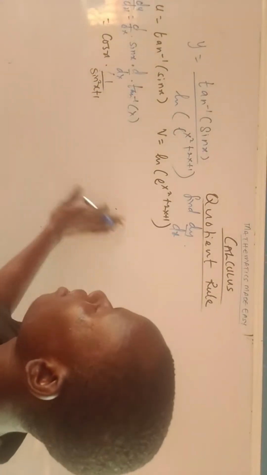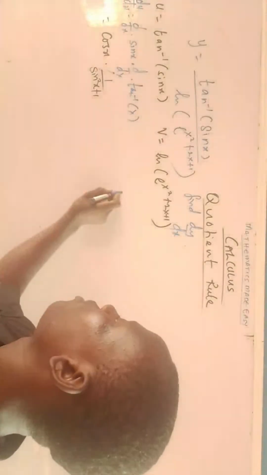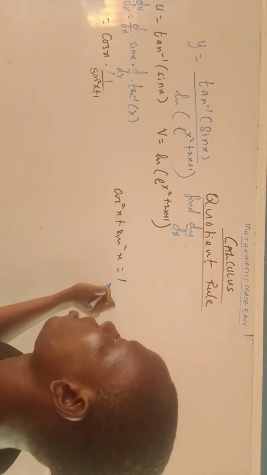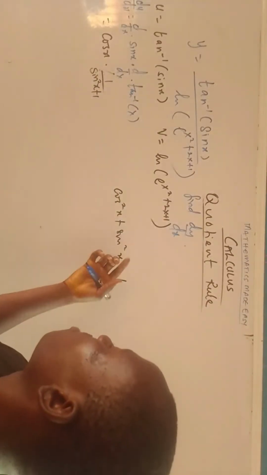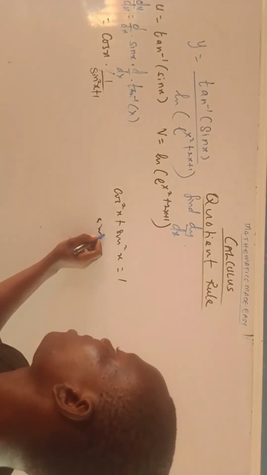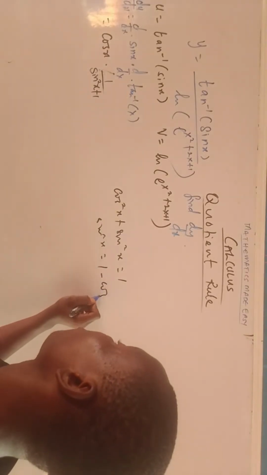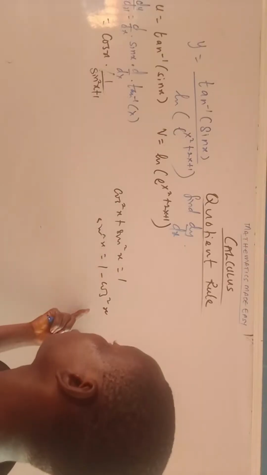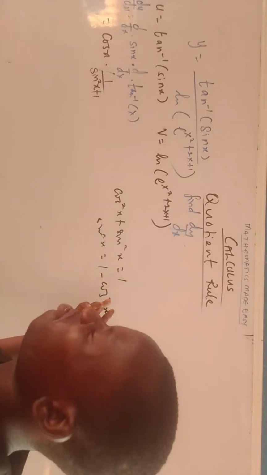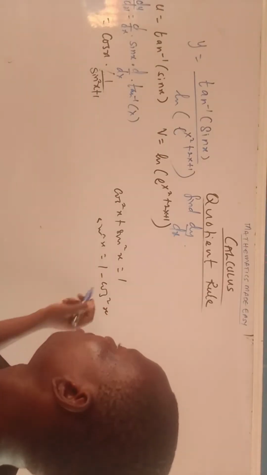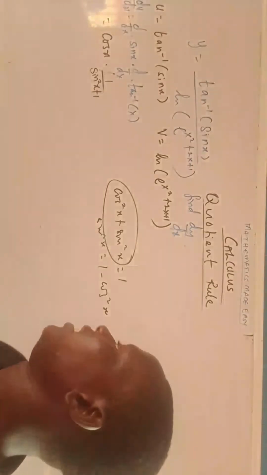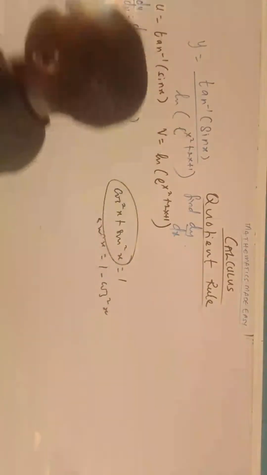Remember that cos squared x plus sin squared x is equal to 1. So we can make sin squared x the subject: sin squared x is equal to 1 minus cos squared x. You can put sin squared x as 1 minus cos squared x, or input 1 as cos squared x plus sin squared x, anyhow like that. But let's just leave the problem this way.